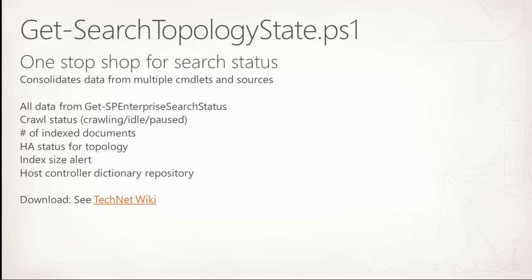You see alerts if you're getting close to or exceeding the recommended maximum number of documents per index. And you can also get an easy overview of the HA state for the topology to show which components don't have full HA at a given point in time. And also the host controller dictionary repository, as I mentioned. And we give you here the link to the TechNet Wiki page where you will find the article where you can download this script.